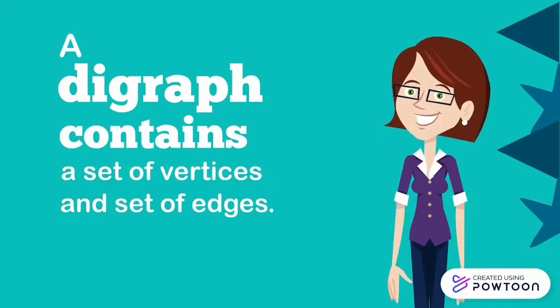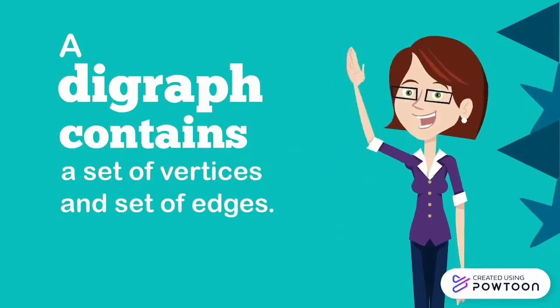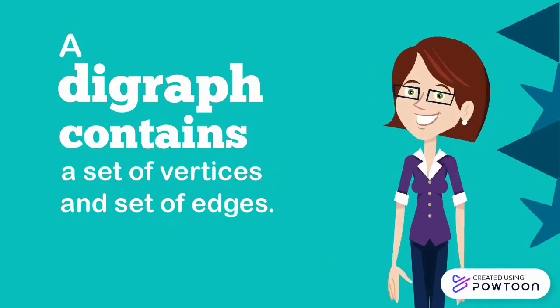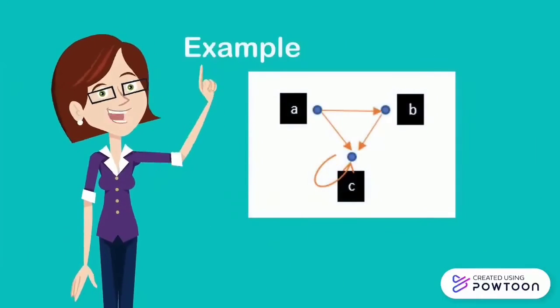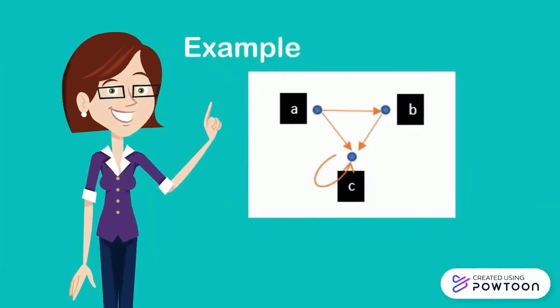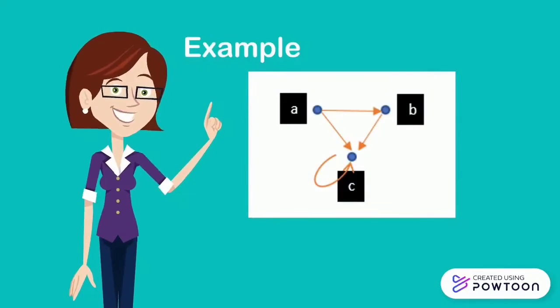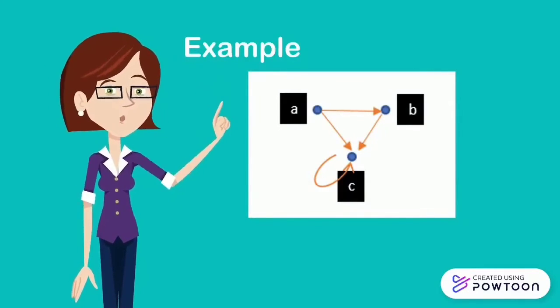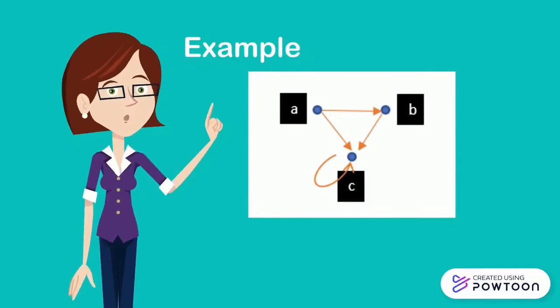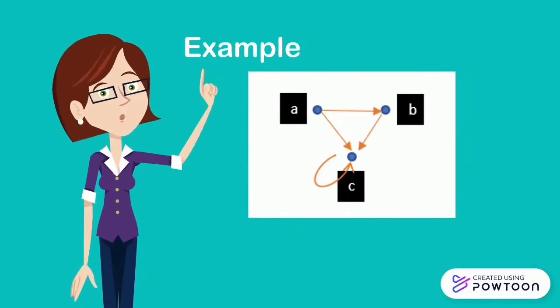There are a set of vertices and a set of edges in a digraph. An edge is a pair of connected vertices. For edge AB, A is the initial vertex while B is the terminal vertex. For example, this is a digraph with V equals ABC and E equals AB, AC, BC, and CC.